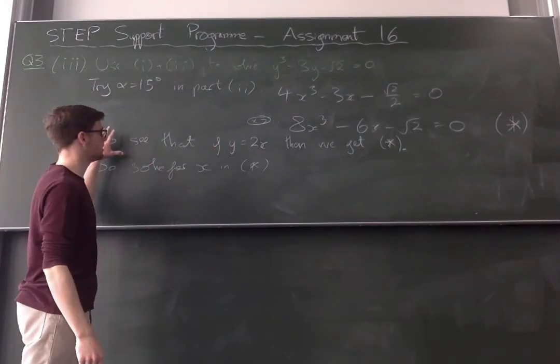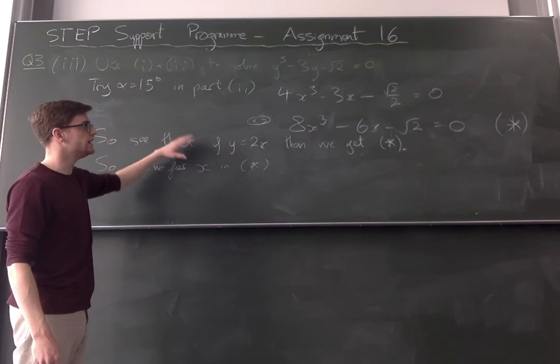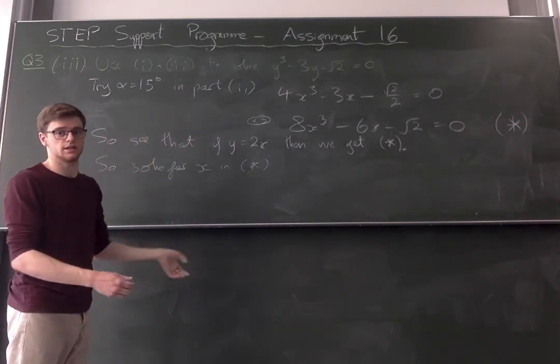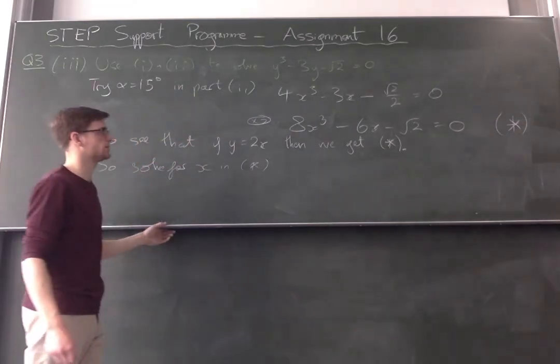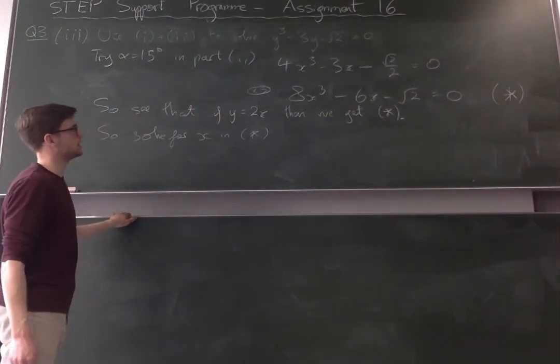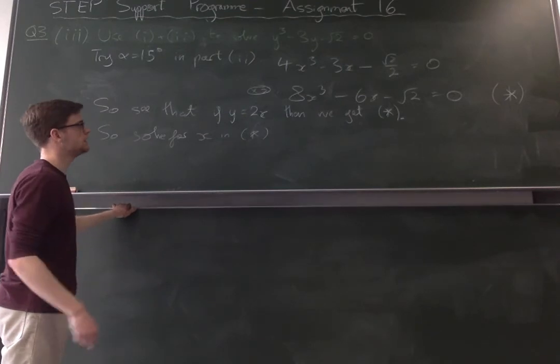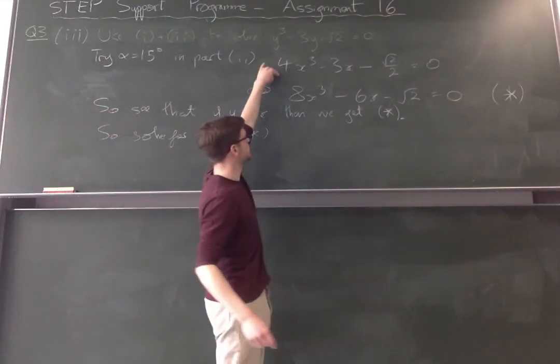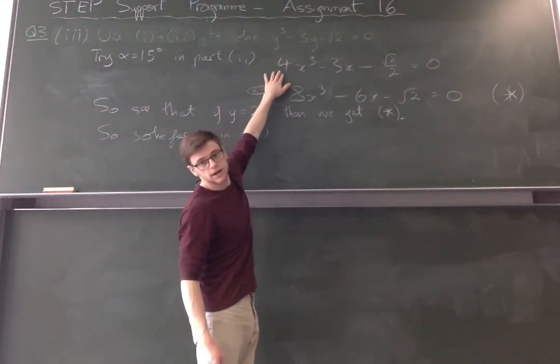Okay, and it might seem silly to put these two sentences down, but really this is the cleverest part of the entire question. You want to be clear for the examiner. Good. Okay, so we're going to solve for x in star. Now, star is the same thing as this, just times a big 2, and that was with alpha equals 15.